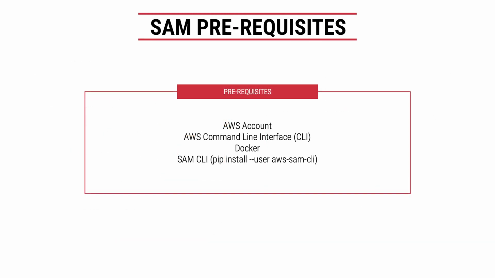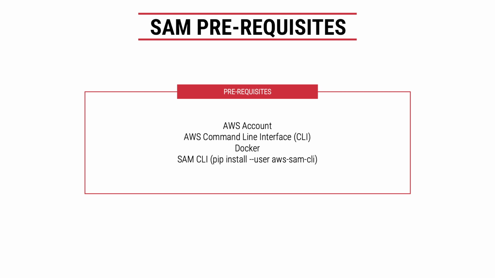As far as prerequisites are concerned, we need an AWS account. I hope you have that already. And then we need the AWS CLI, and you need Docker. Docker is required if you want to test your applications locally. Whenever you execute SAM local invoke commands, it will start a Docker container and test your Lambda function or API gateway on that particular Docker container.